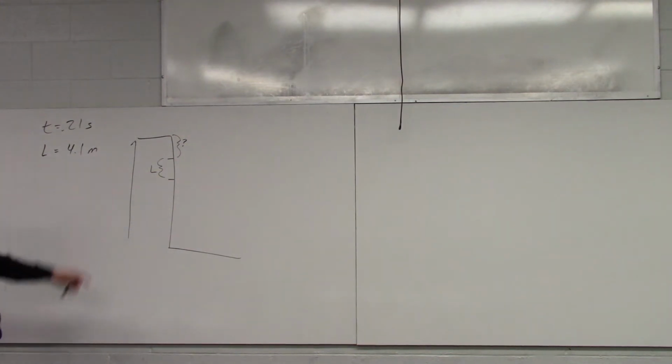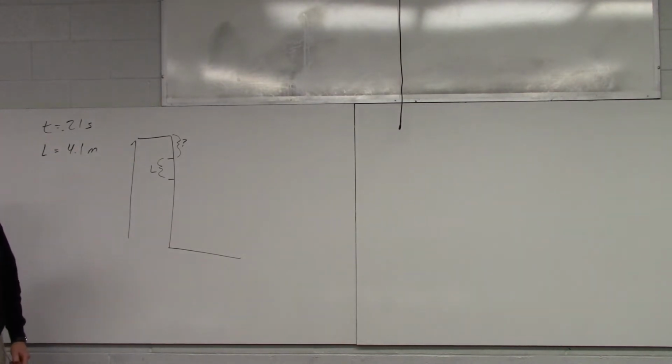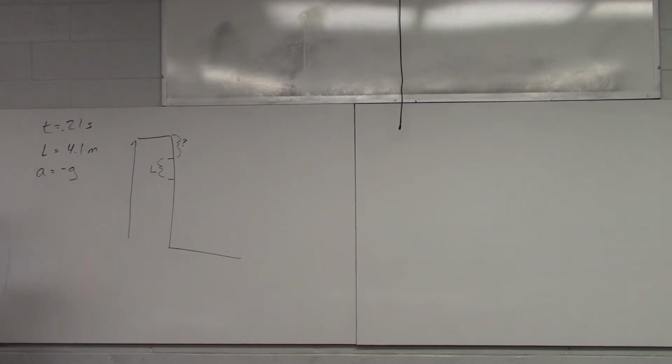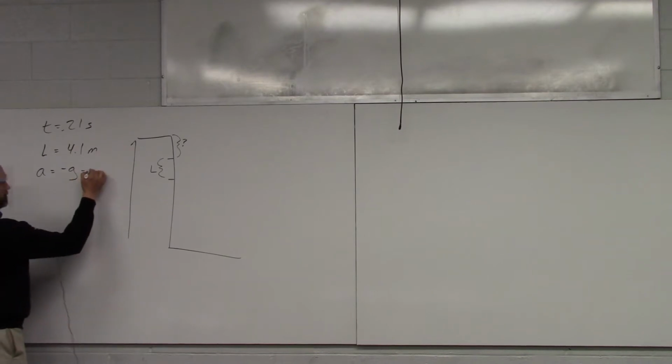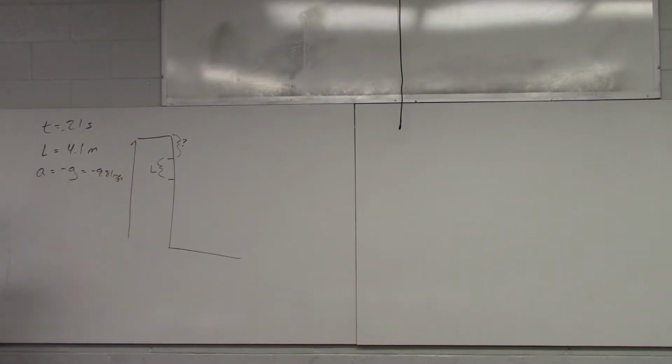Okay, I drew the picture, wrote down everything that we explicitly know from the problem. What else do we know? Gravity. We know gravity, okay? So acceleration is equal to negative g, which is negative 9.81 meters per second squared, okay? I think that's about all we know, isn't it?